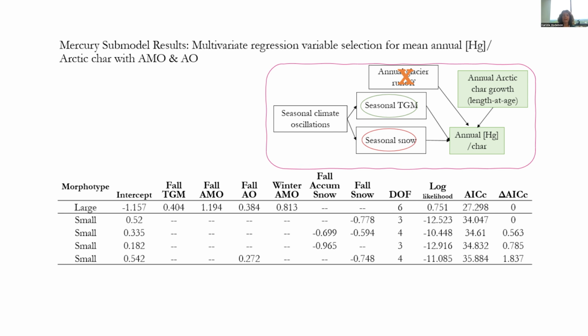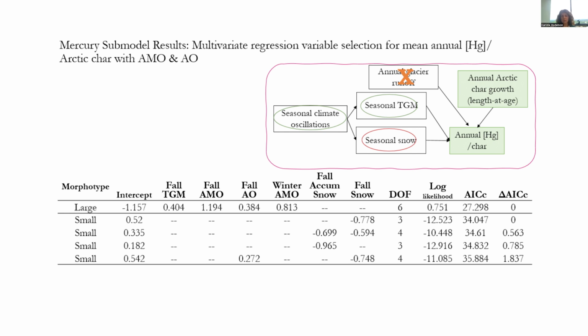However, we still see the atmospheric mercury being important for the large morph and being positively related to char mercury concentration. We see seasonal snow staying in for this small morph only, and that being negatively related to mercury concentrations in that morph. And we did see a positive effect of including our climate oscillations with, as you can see, that fall AMO index for the large morph being the highest coefficient of any of our coefficients in any of our models.